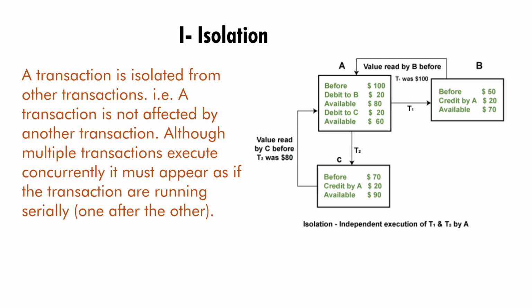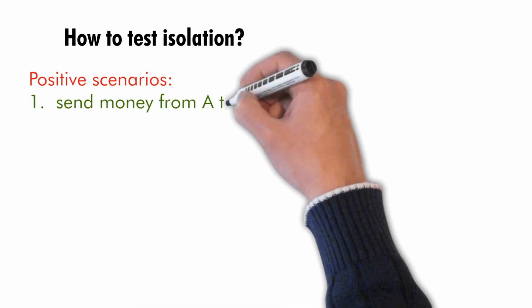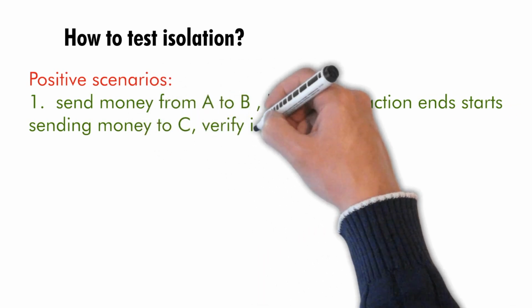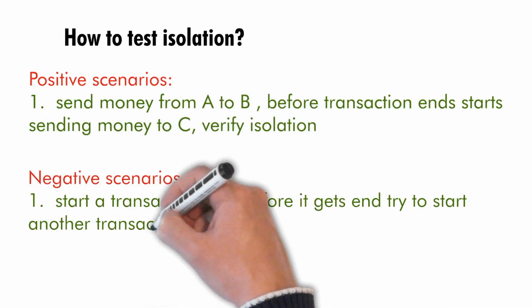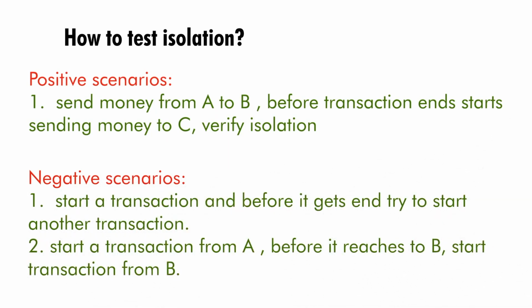Then how to test isolation? Positive scenario: send the money from A to B, and before the transaction ends, start sending money to C. Verify the isolation. First B's transaction should complete and the result should be stored in memory, and then based on the result, the transaction to C should start.